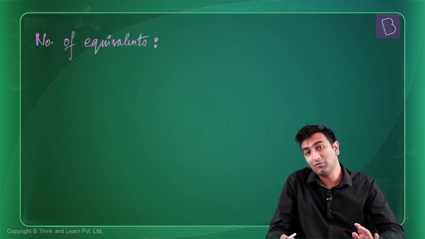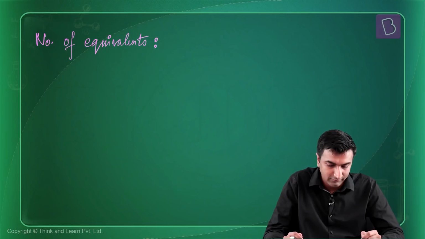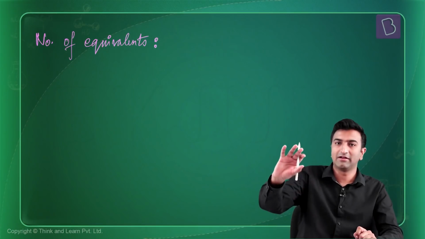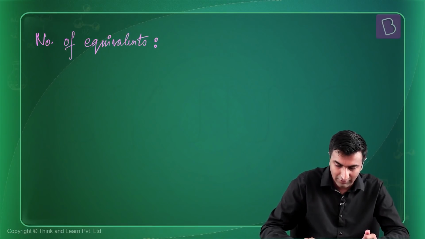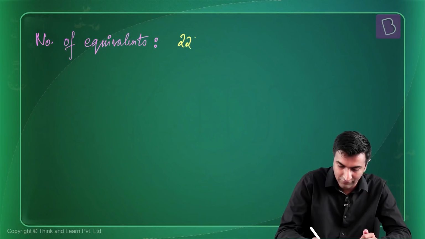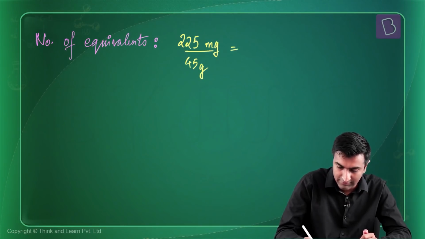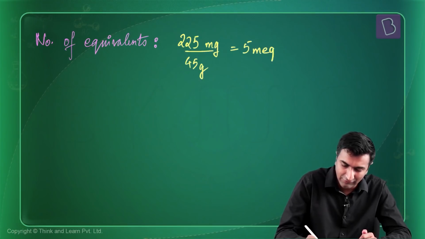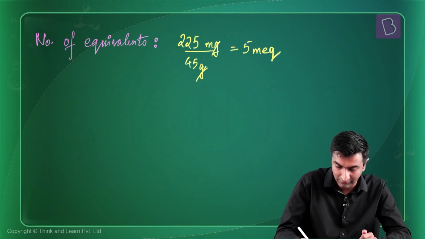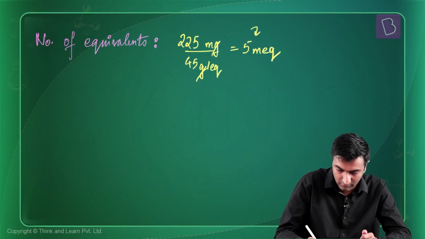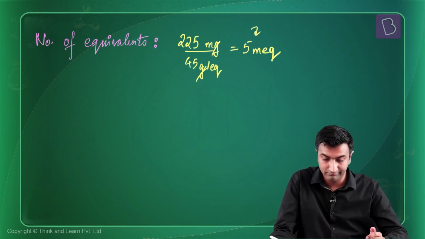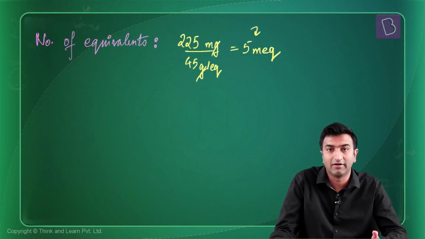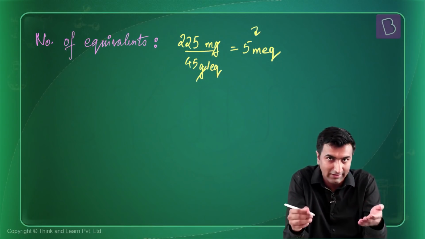From here, you can find the number of equivalents of the H2C2O4 that reacted in the end. Kind of backtracking, but that's fine. So the number of equivalents is simply what? It's going to be 225 milligrams, which was given to us, divided by 45 grams, which means this is 5 milliequivalents. I've cancelled all the grams and kept milli around. So this is 5 milliequivalents. That means 5 milliequivalents of all the reactants and products is the amount that is going to react.